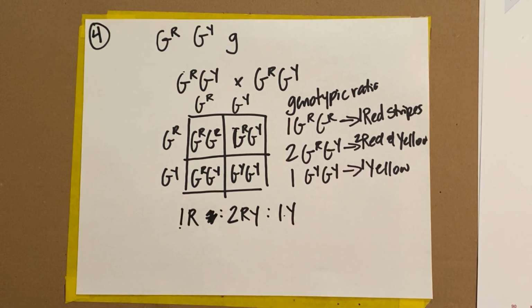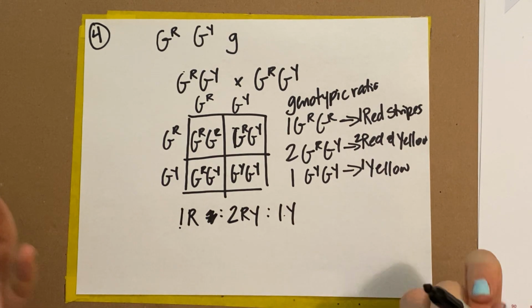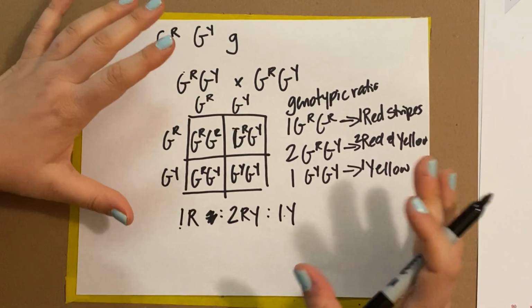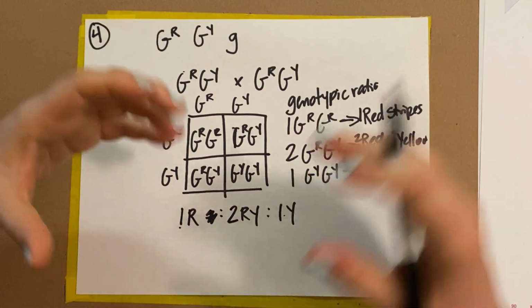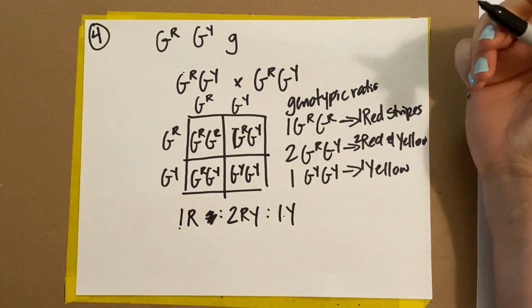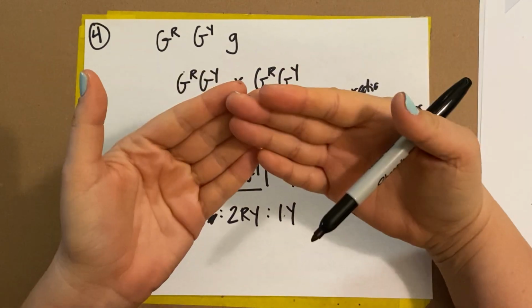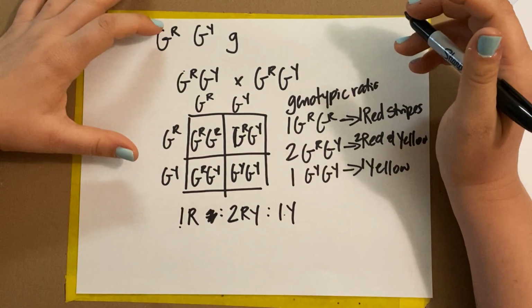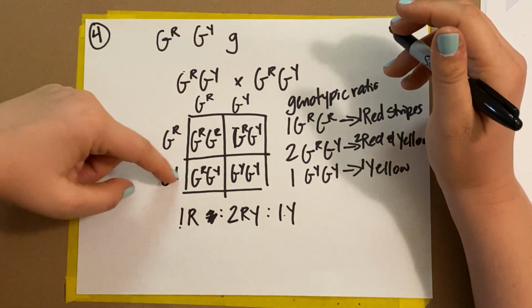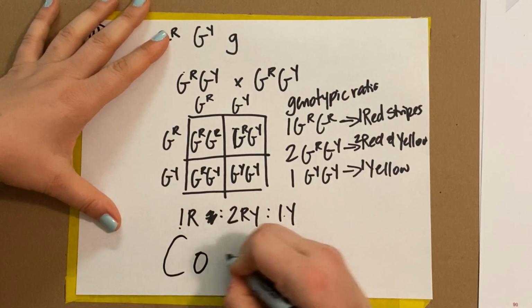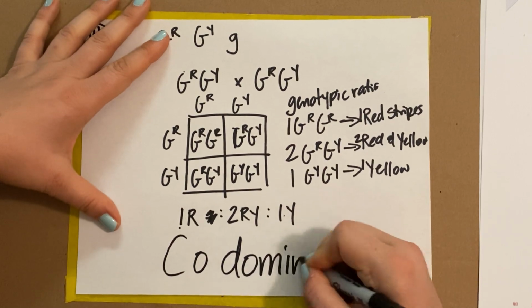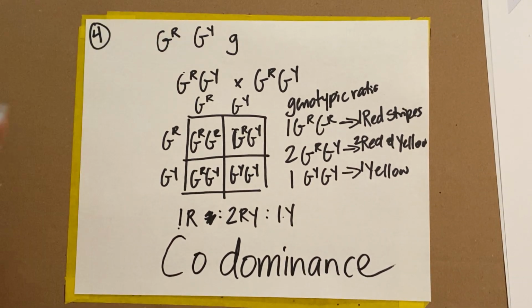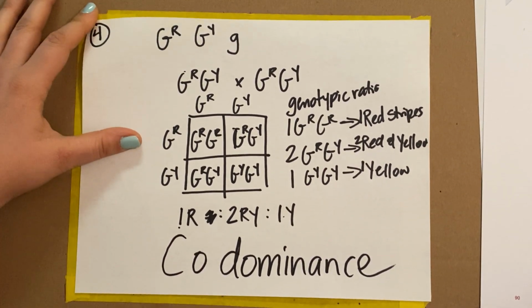Okay, and then it says what type of inheritance is this situation? So if both of these, it didn't say anything about there being kind of like an orange stripe. If they said that if red and yellow mix, then you get orange, then we'd be like, okay, this is incomplete dominance. But in this case, both of them continue to show up, and so this is going to be co-dominance. Okay? All right.